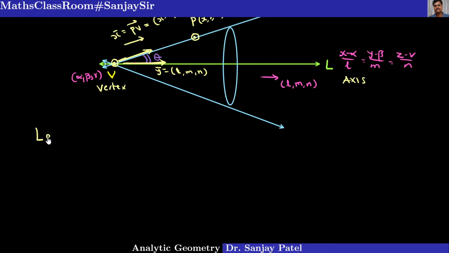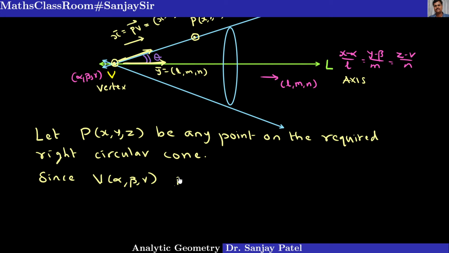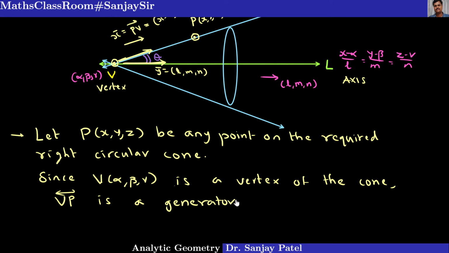Let P(x, y, z) be any point on the required right circular cone. Since V(alpha, beta, gamma) is the vertex of the cone, this VP is a generator of the cone.